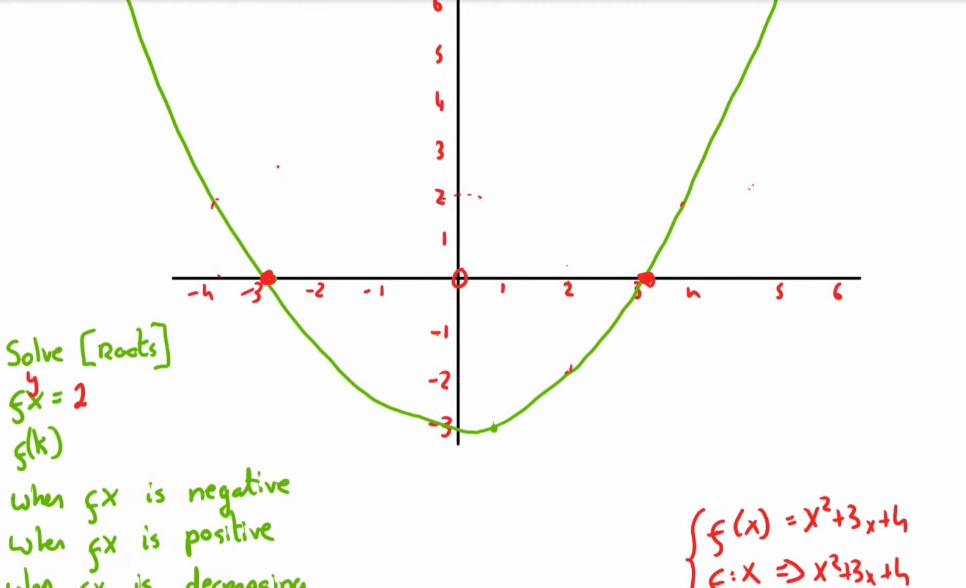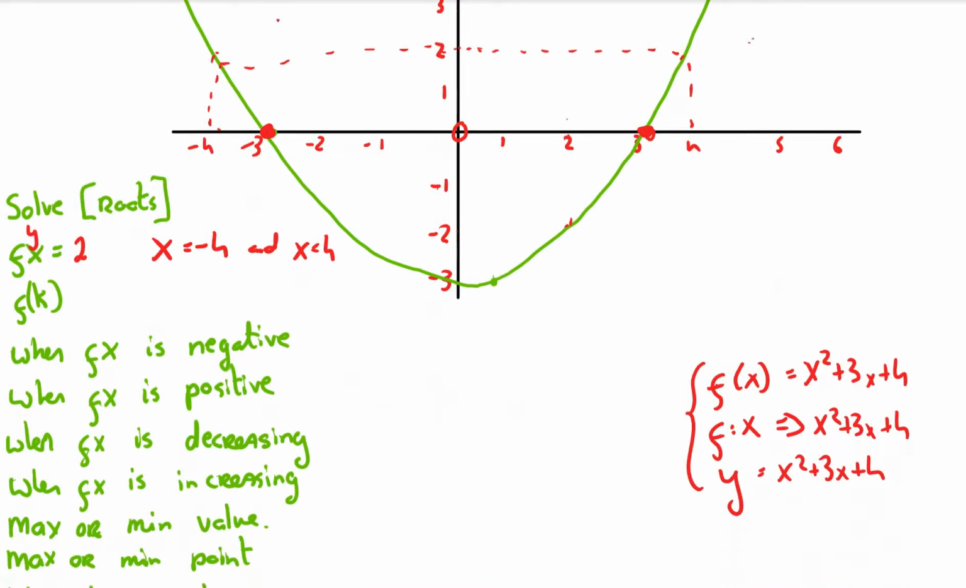So we go to 2 on the y-axis, we draw a line across, we see where it hits the graph, we bring lines down, and it hits the graph at minus 4 and 4. And how we answer that is we'll say when x equals minus 4 and when x equals 4. Okay? Next question.